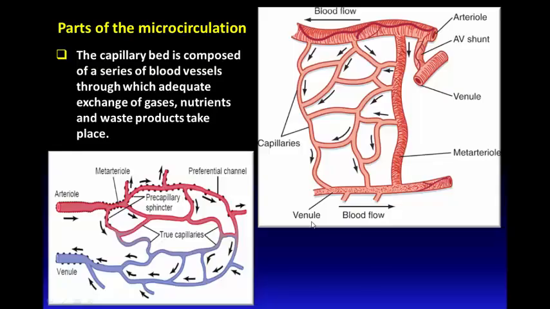Now let's describe the parts of the microcirculation, the vascular components of a capillary bed. A capillary bed is composed of a series of blood vessels through which adequate exchange of respiratory gases, nutrients, and metabolic waste products take place. These two figures show the components of a vascular bed, the parts of the microcirculation.